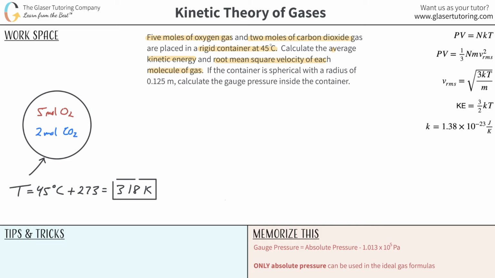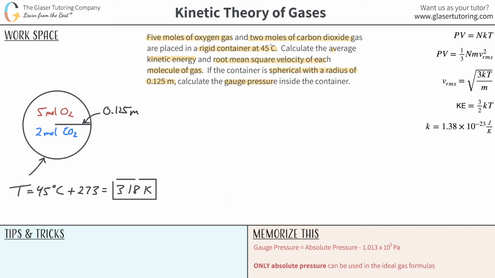Back to the problem. If the container is spherical with a radius of 0.125 meters, calculate the gauge pressure inside of the container. Right, so I need to find the gauge pressure. All right, so what we need to do is they also tell us that it's tough to draw a three-dimensional sphere here, but they also tell us the radius, right, of this particular sphere. And they tell us that the radius here is going to be 0.125 meters.